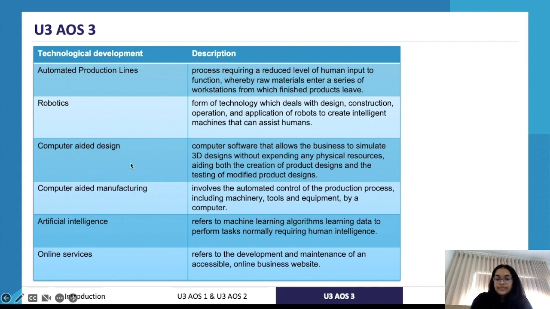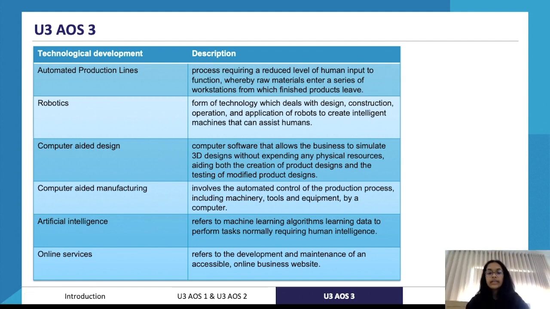Computer-aided design. That's computer software that allows businesses to simulate 3D designs without expending any physical resources, aiding the creation of product design, and the testing of modified product designs. CAD is used a lot in architecture because it's not feasible to construct every single design, so they use CAD to simulate those 3D designs to get a good idea of what it's going to look like.